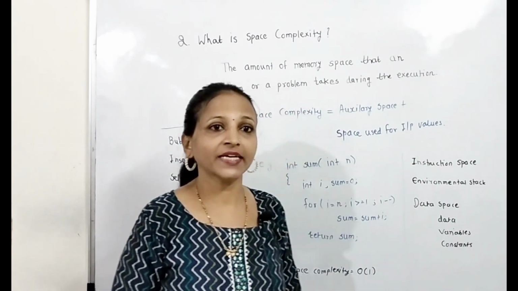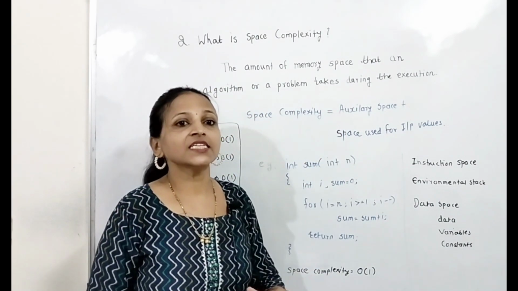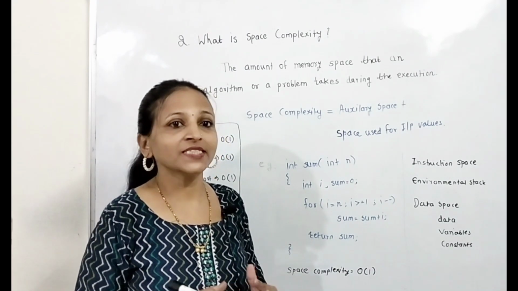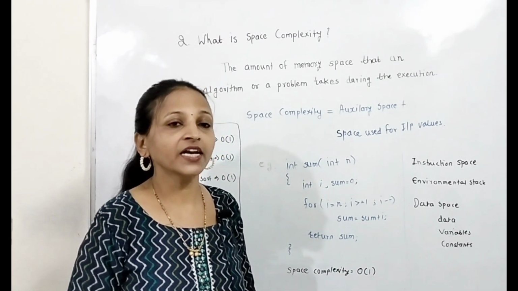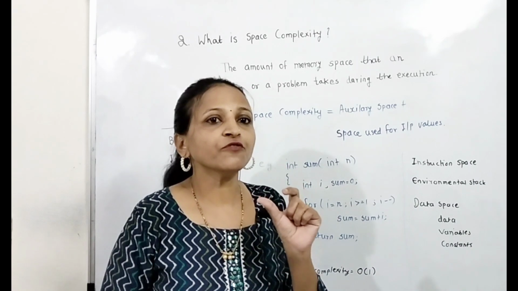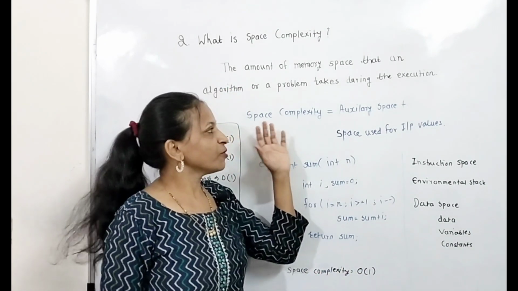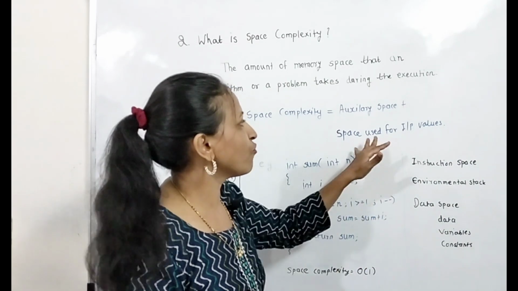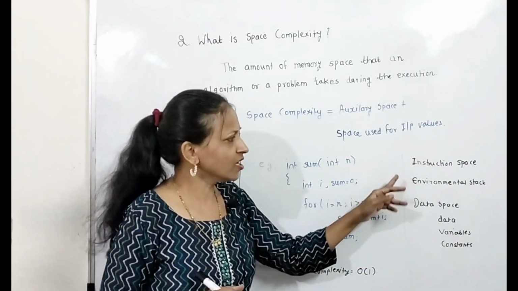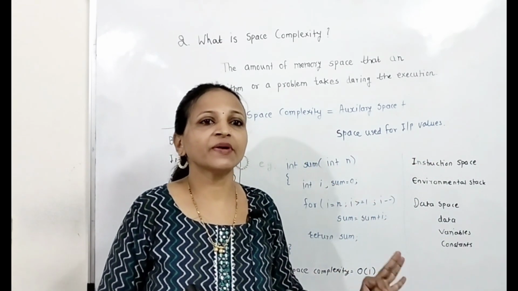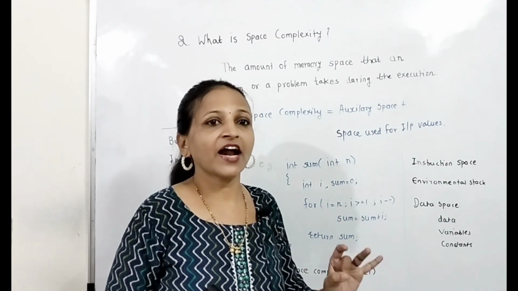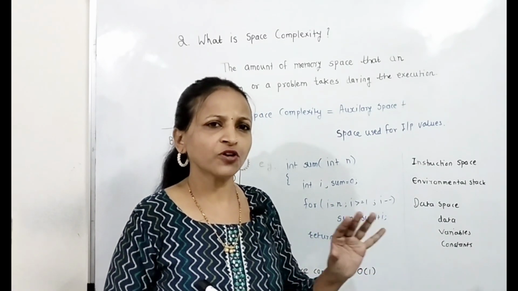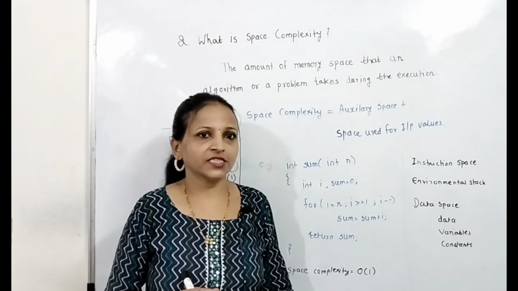Space complexity means the memory space that an algorithm or a problem takes for its execution. It is always considered with respect to an input value. The formula is: space complexity equals auxiliary space plus space required for input values. And here instruction space, environmental space, and space required for variables, constants or other data will be considered.